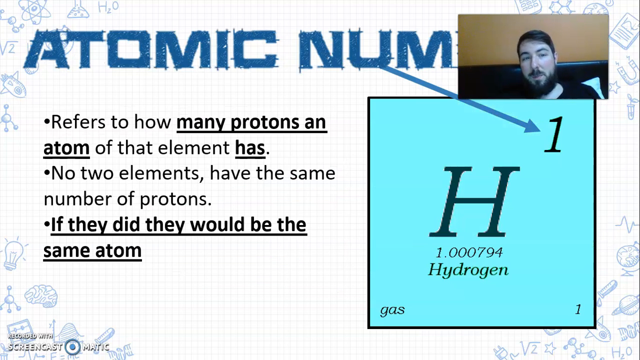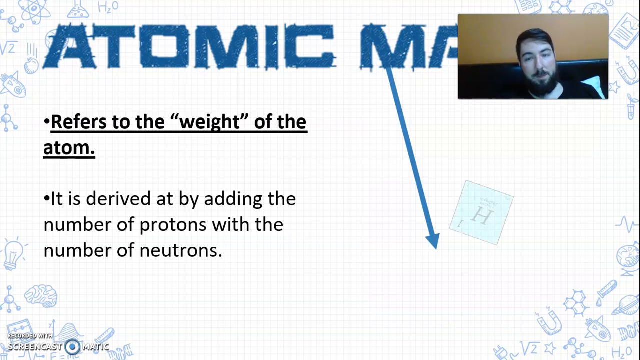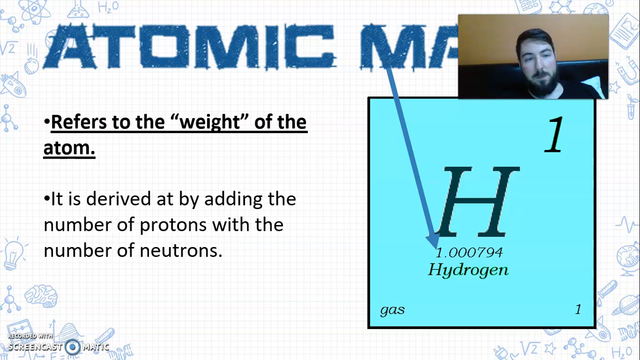So the atomic number refers to how many protons an atom has. Two elements don't have the same amount of protons, we've talked about that, and if they did, they would be the same atom. The atomic mass is how heavy the atom is. You can get it by adding the number of protons and the number of neutrons. When we add them up, they're always going to be whole numbers, so you don't have to worry about any freaky looking decimals or anything like that. All the numbers that we'll do will add up nicely.